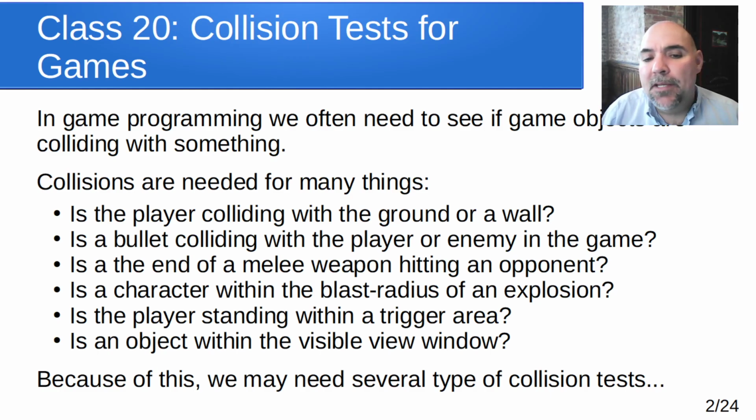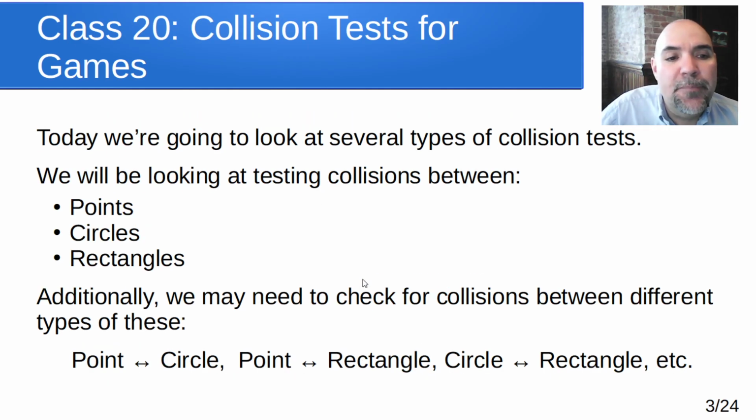Is an object within the visible view of the window? Is it colliding with that window? So do we need to display it or not? Because of that, we may need several types of collision tests, depending on what the situation is. Today we're going to look at several types of collision tests: points, circles, and rectangles.